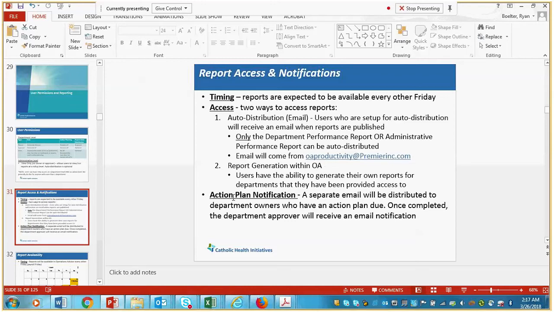Another type of notification that you might be receiving is an action plan notification. So if you did have an action plan that was triggered, you would receive an email letting you know that you have an action plan due. And once you complete it, the approver would receive an email letting them know that you've completed the plan and it's time for them to review it.